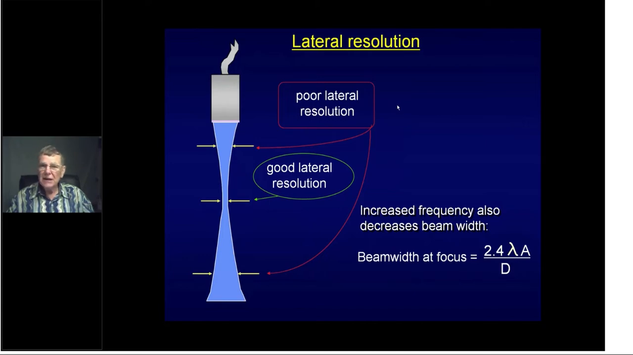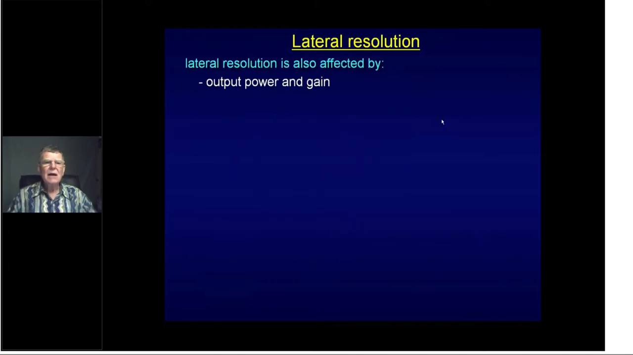Now, if we increase the frequency of the beam, what do we do to the wavelength of it? Increase the frequency, shorter wavelength. Shorter wavelength, lower number at the top of the equation line, it'll mean lower beam width. So the beam width actually gets narrower with higher frequencies. So higher frequencies will not only improve your axial resolution, it will also improve your lateral resolution. So lateral resolution is also affected by your output power and gain.